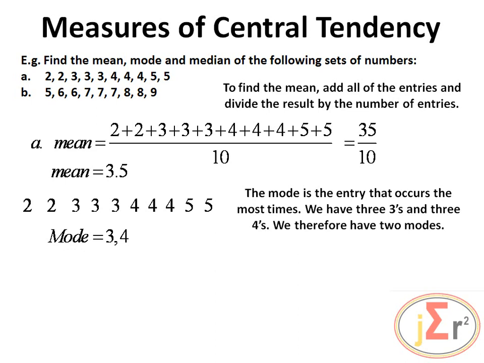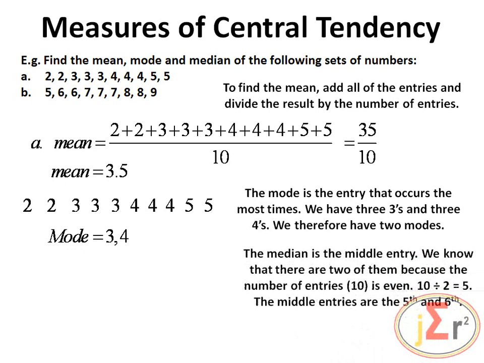Those are our modes. The median is the middle entry. We know that there are 2 of them because the number of entries is even. Of course, we have 10 of them. Now 10 divided by 2 is equal to 5. And remember, we have 2 middle entries. The middle entries are the 5th and 6th entry.